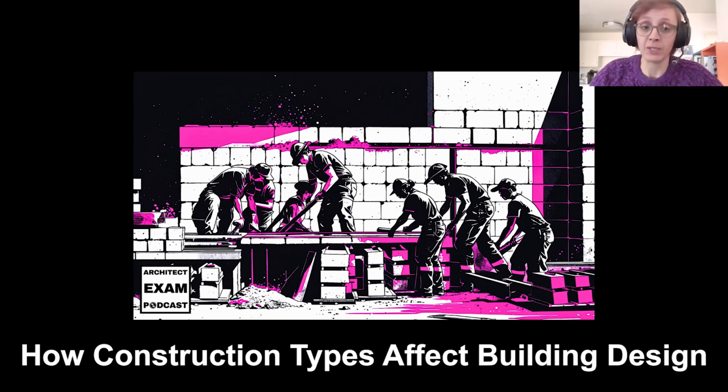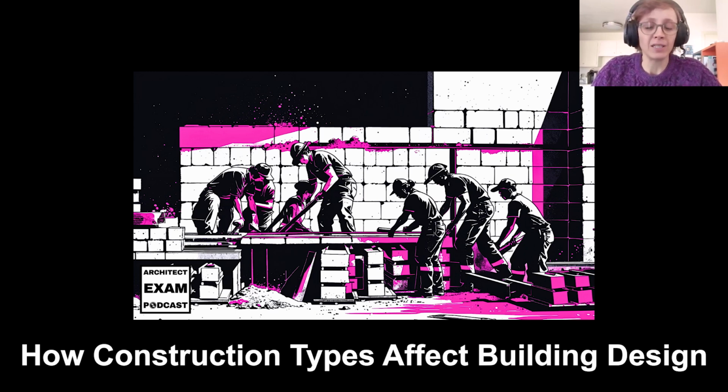There's also the cost implications, which are huge. So generally, each step up in construction type means it's going to have a higher cost. So Type 5, which is the wood frame construction, might cost $200 per square foot, while Type 1 could easily be double that. You also have material selection.